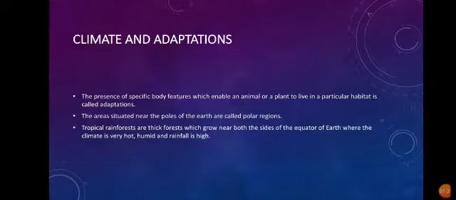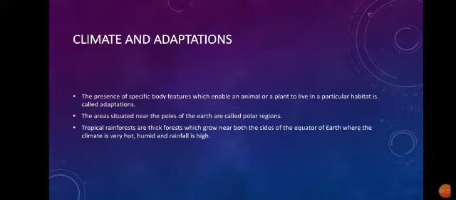So what is adaptation? As you can see in the slide, the definition is given: the presence of specific body features which enable an animal or a plant to live in a particular habitat or surroundings is called adaptation, right? The body features and the habits that help animals and plants adapt to their particular habitats or surroundings are the result of the process of evolution. In higher classes we will read in detail about evolution.